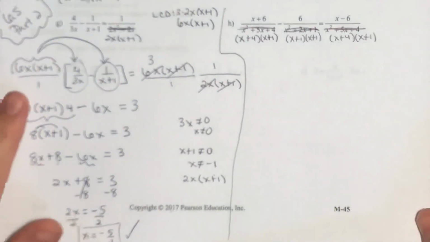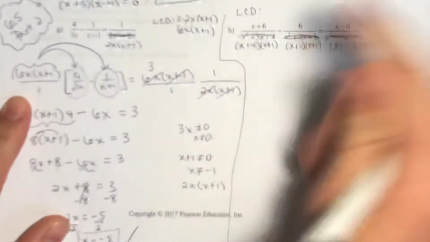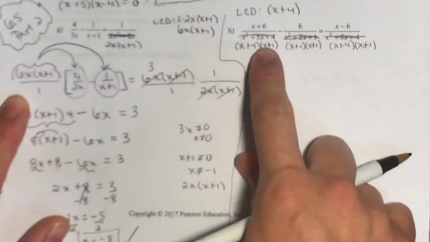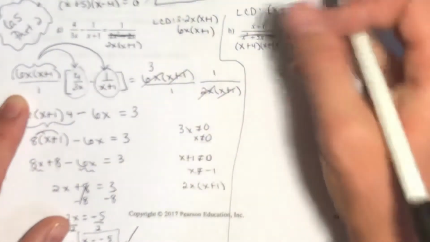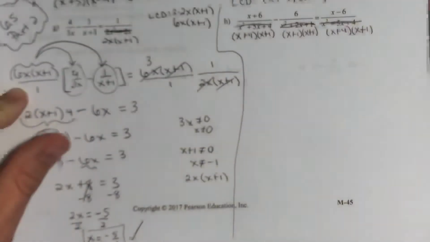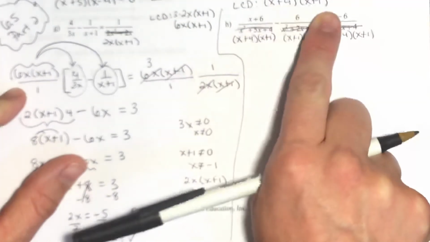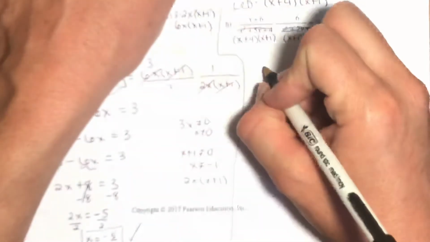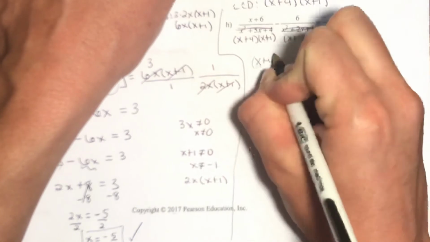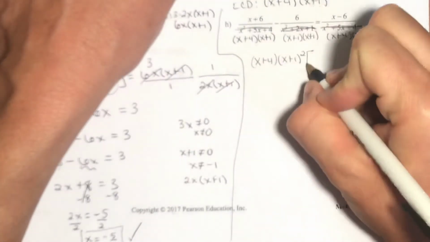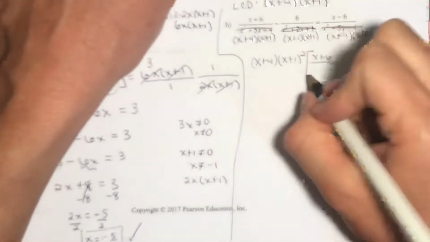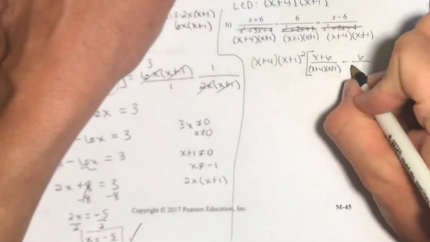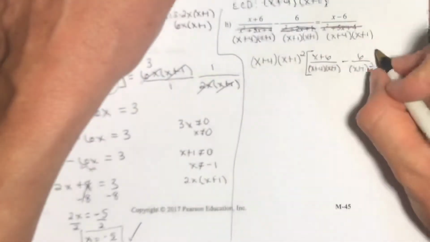Okay, so our LCD, we have an x plus 4 factor, and we have the x plus 1. There's x plus 1 squared here, so x plus 1 quantity squared. Okay, so here's our LCD. So we will multiply this to both sides of the equation. Probably gonna run out of room here, so I might have to write a little smaller.